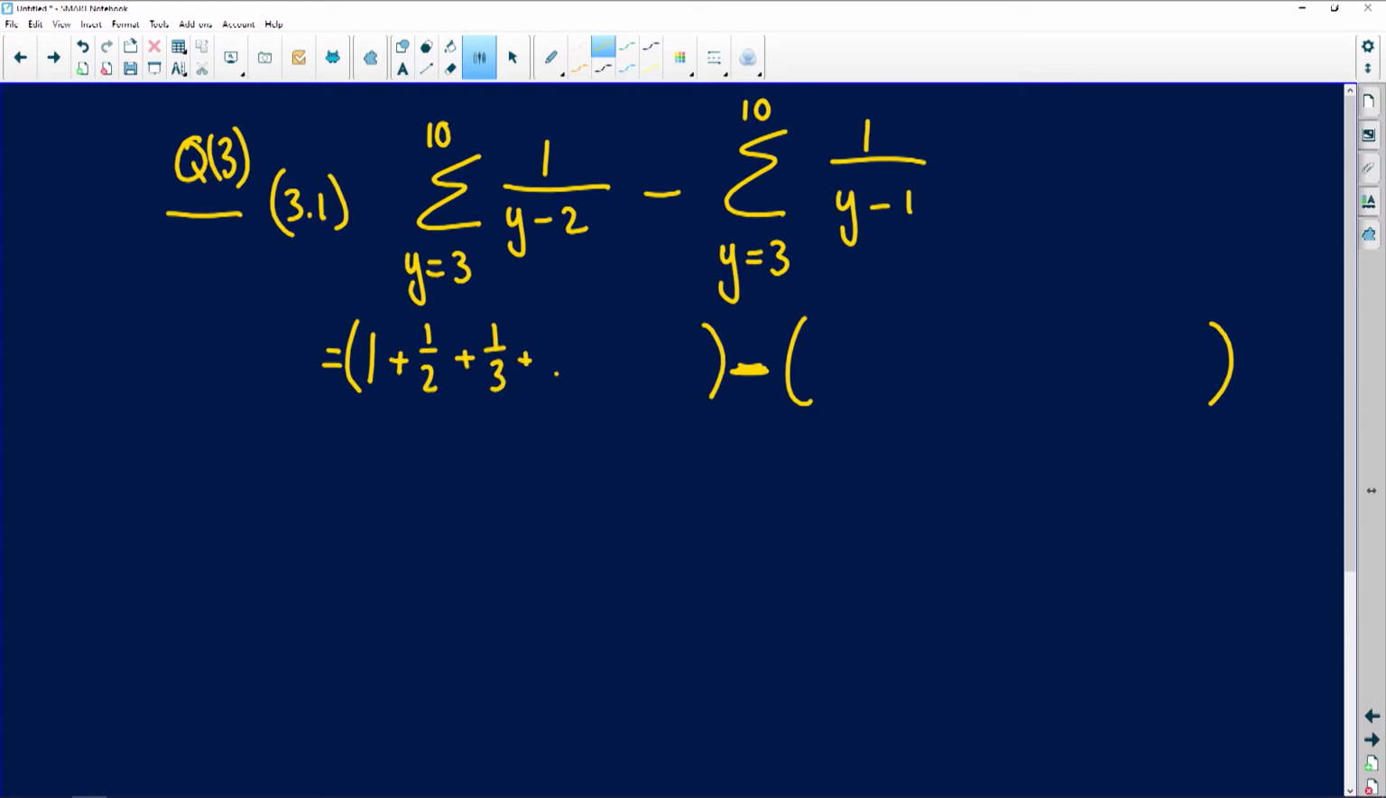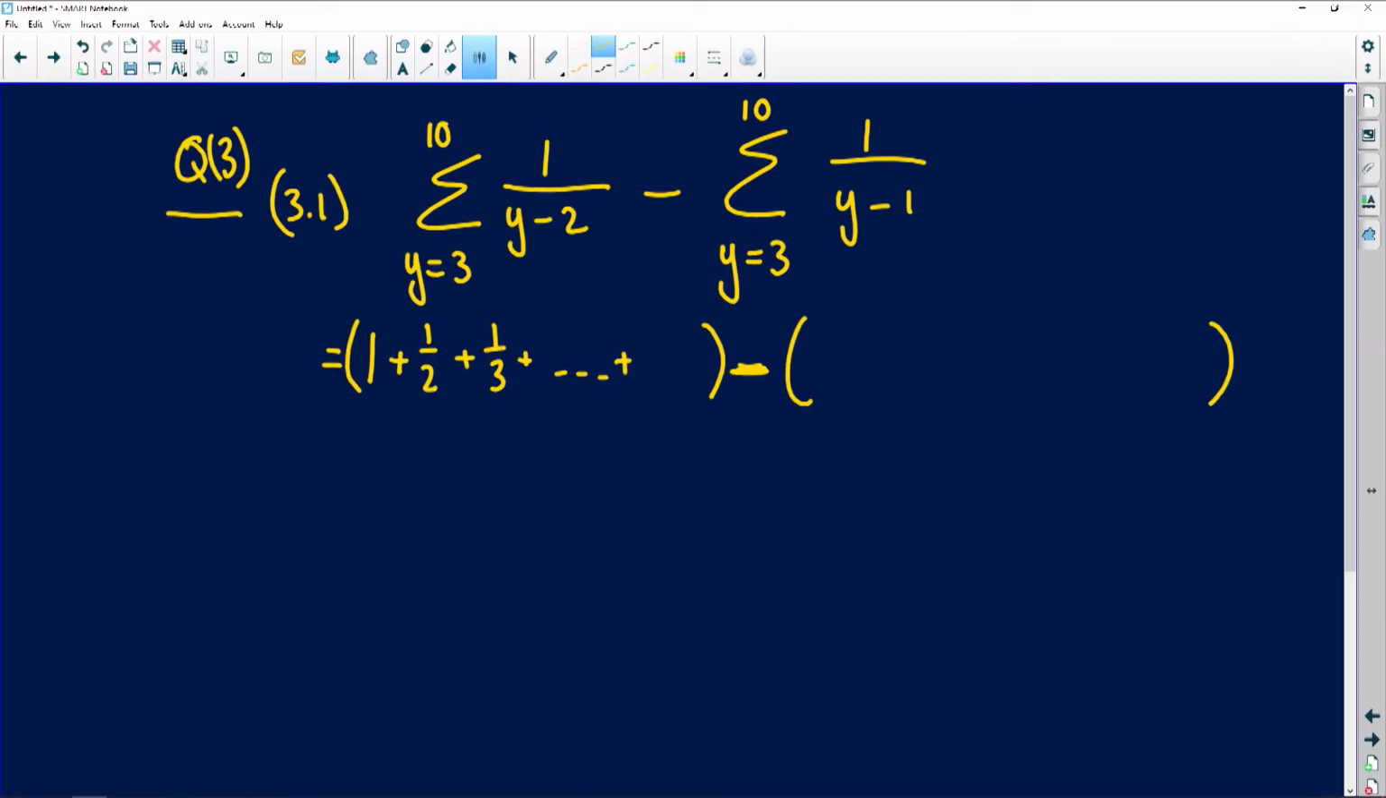And it will continue until you get to the y value being 10. This is what this notation tells you. Start at 3, end at 10, and plug it into 1 over y minus 2. So if we put a 10 in there, we have 1 over 10 minus 2, and that is 1 over 8. So there we have all the terms in this sequence here.